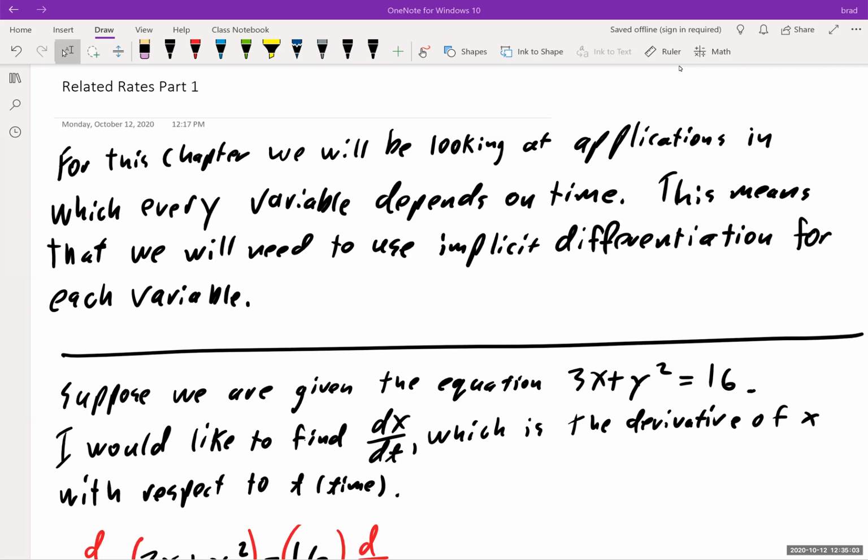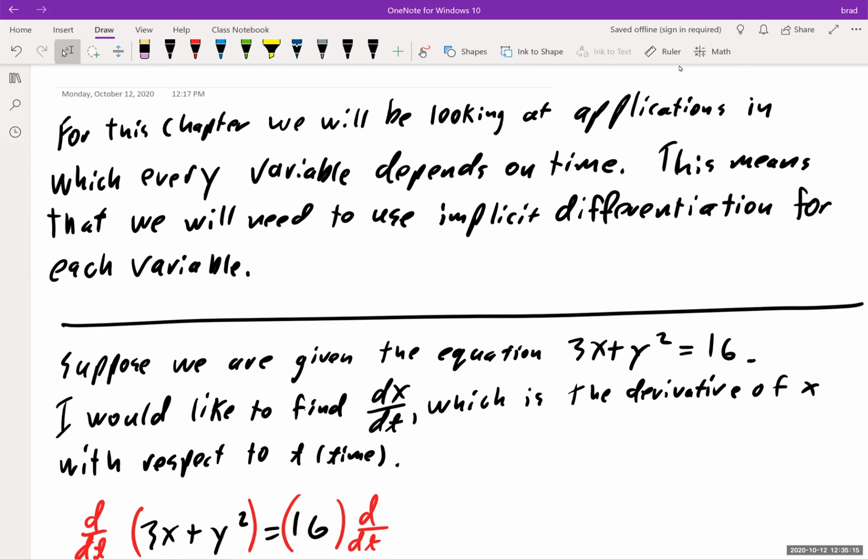So in the previous section, we learned how to do implicit differentiation, which basically we found the chain rule played a major role in. So we're going to have to do that multiple times in each problem that we do. Okay, so let me show you what this looks like.